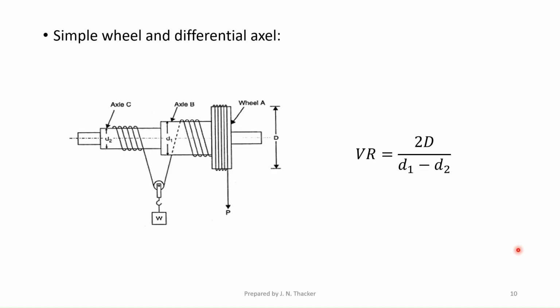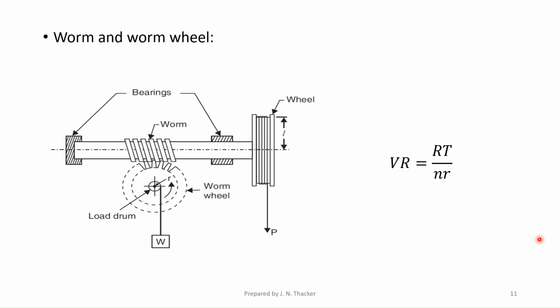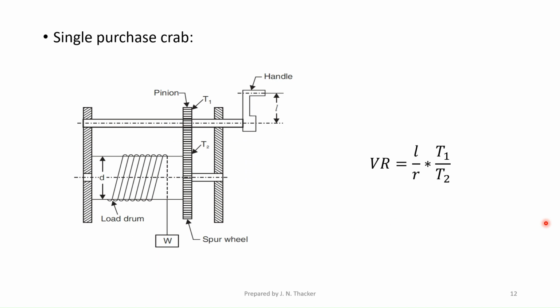Next is simple wheel and differential axle. So the difference here is there are two different size axles, right? Axle B and axle A. So the formula for VR is 2 into capital D, that is diameter of wheel, divided by D1 minus D2. These are your diameters of axle. Worm and worm wheel, again effort is put in this wheel and load is lifted by this drum. Velocity ratio is RT by small n R.